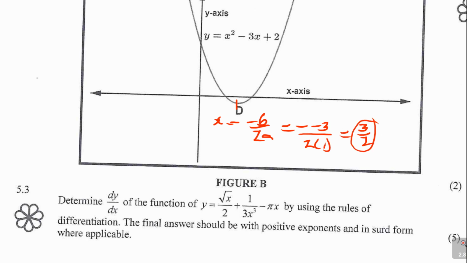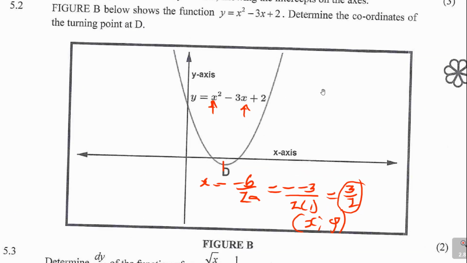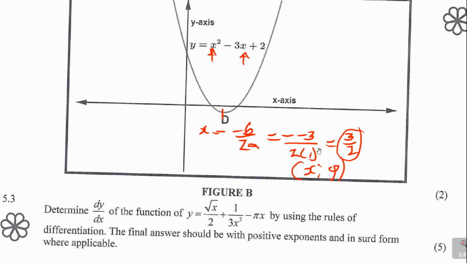Then you take this 3 over 2 in here to find the y value. You put 3 over 2 squared, you put 3 over 2, then you get the coordinates x and y. They said coordinates. Some of you usually find the x value and forget the y value.